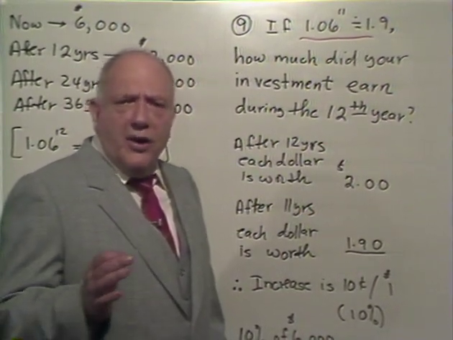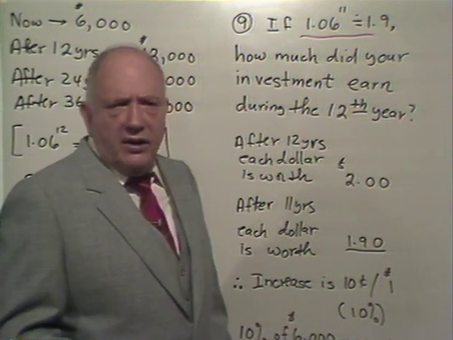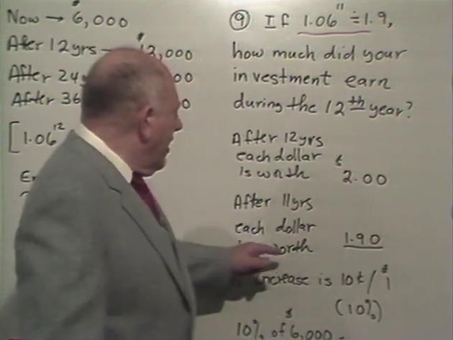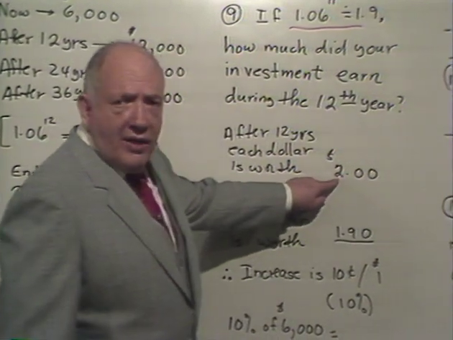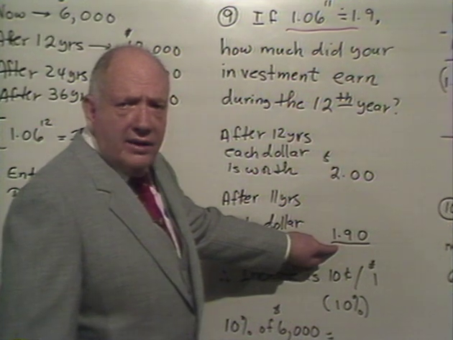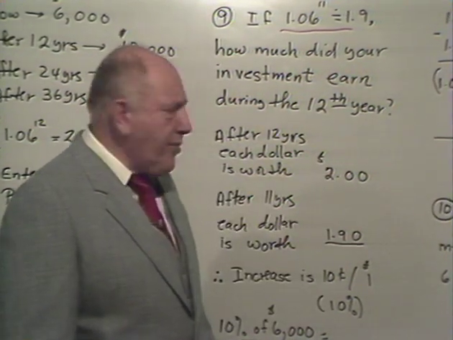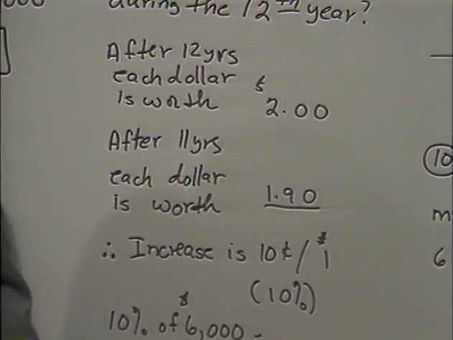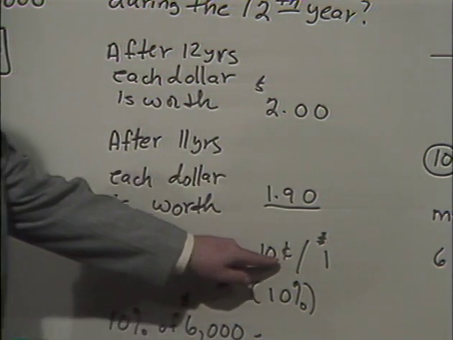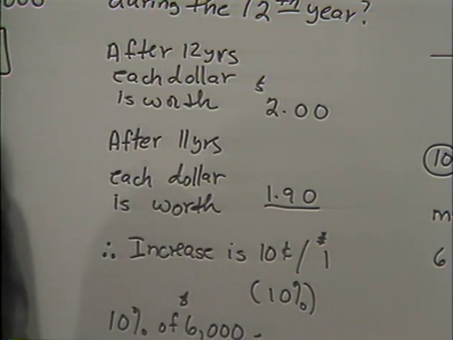In other words, during the 12th year means from what? The first day of the 12th year to the end of the 12th year. So how do I handle that? At the end of the 12th year, I had $2. At the beginning of the 12th year, I had $1.90. Therefore, during the 12th year, I made 10 cents. That's 10 cents what? Based on $1. And 10 cents per dollar is 10%.